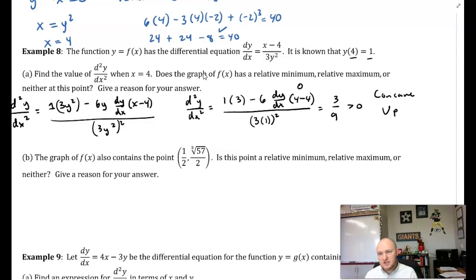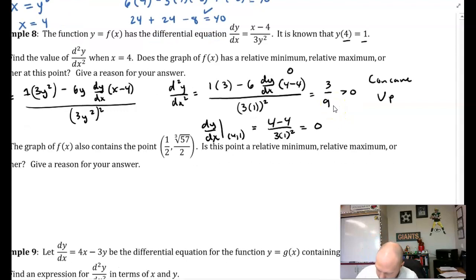Remember, you do need to go ahead and check first. What is dy dx? I have to verify at the point 4, 1. At the point 4, 1, I have to show that this is 0. So I have 4 minus 4 over 3 times 1 squared. This just gives us 0. Okay, so it is a critical value. I have showed the concavity, it's concave up, so that means that this is a relative minimum.